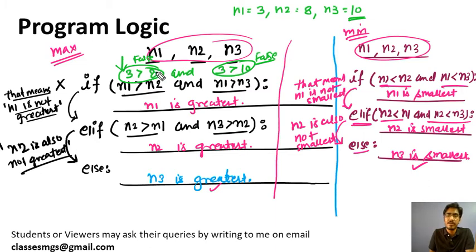3 is greater than 8, no, 3 is not greater than 8, that means this is false. That means whatever is written in this if statement will not execute. We will go to the else condition. In the else condition we will check whether n2 is greater or not. Let's suppose n2 is 8, 8 is greater than 3 and n3 is 10, 10 is greater than, 10 is greater than what?